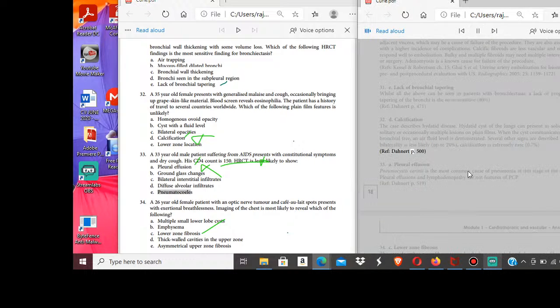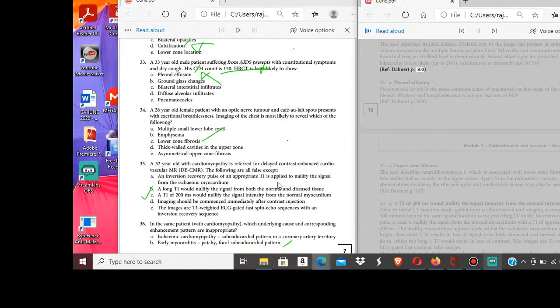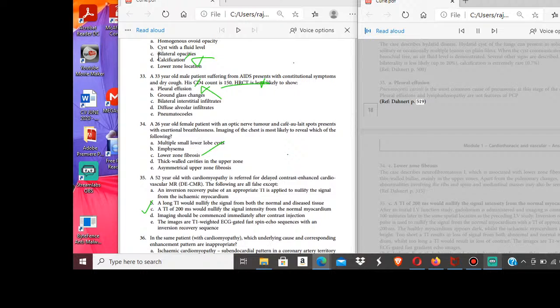Ref. Dähnert P. 500. 33. A. Pleural effusion. Pneumocystis carinii is the most common cause of pneumonia at this stage of the disease. Pleural effusions and lymphadenopathy are not features of PCP. Ref. Dähnert P. 519.